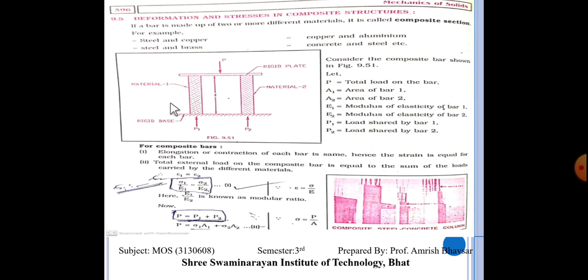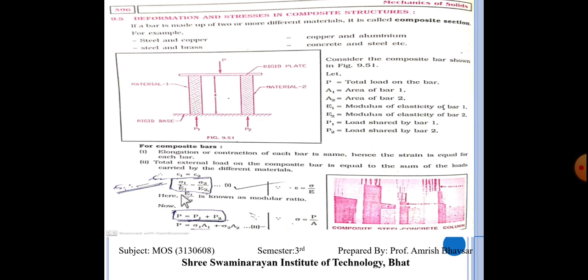Epsilon 1 is for material 1 and epsilon 2 for material 2. And we know that epsilon is equal to sigma upon E. So here sigma 1 upon E1 is equal to sigma 2 upon E2. So we get sigma 1 is equal to E1 upon E2 into sigma 2. And that E1 upon E2 is known as the modular ratio, meaning the ratio of moduli of elasticity is known as the modular ratio.